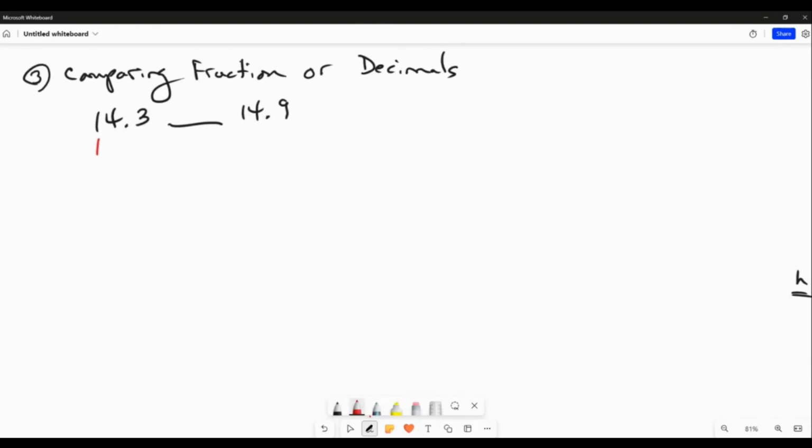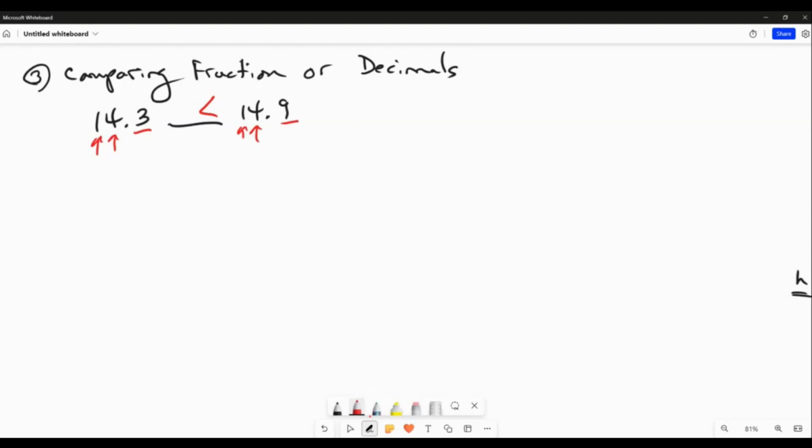And so this is a 1 in the tens place. It matches here. 4 in the ones place, 4 in the ones here. So both of those have the whole number part 14. So we've got to look at the decimal. And 9 is bigger than 3. So 14.9 is bigger than 14.3.